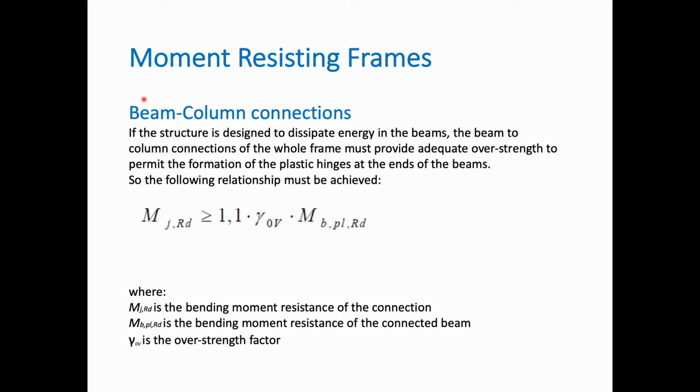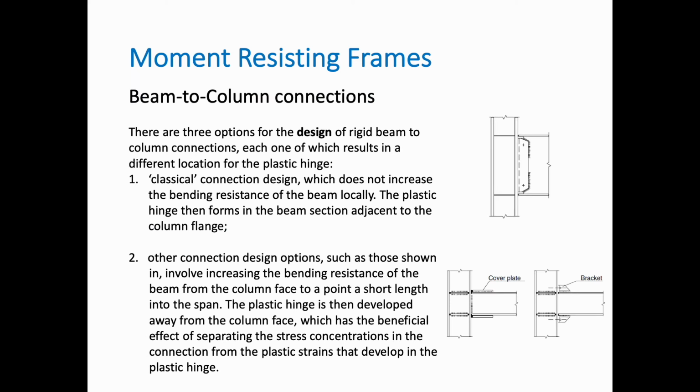So we have the MJ, which is the bending moment resistance of the connection, of the joint, in fact. That should again be greater or equal to 1.1 times the overstrength factor times the MbplRd, which is the bending moment resistance of the connected beam. So as you can see, the formula of 1.1 times the overstrength factor applies to all the checks that we do.